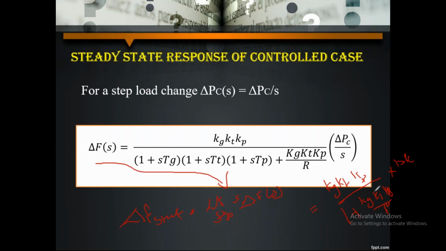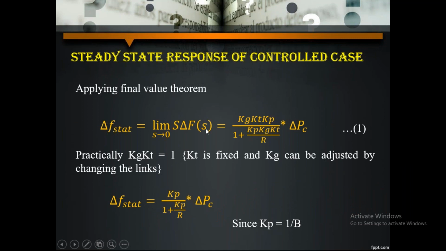So after this step, apply the Laplace transform and substitute there, and then we will get this equation: K_g K_t K_p divided by 1 plus. Let me check your answer here. So this is what we obtained after substituting in the Laplace final value theorem.